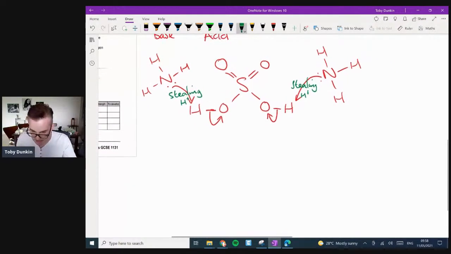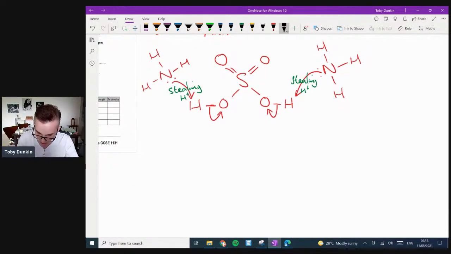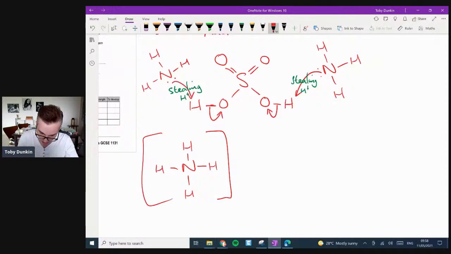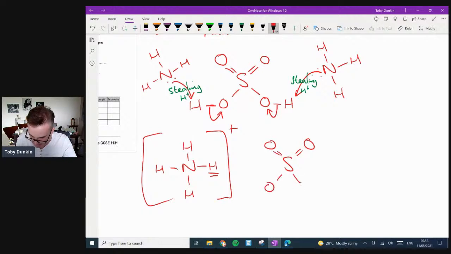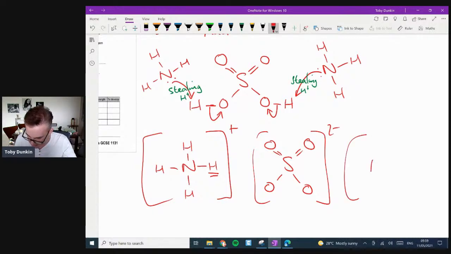So what then happens is you end up with this picture at the end of NH4 plus because it's gained a H plus on it. The ammonium ion there, and this is the hydrogen it stole. We then have the SO4 2 minus ion, which looks a bit like this. 2 minus. And then another ammonium on the other side. It's just nice to see it from a molecular perspective.